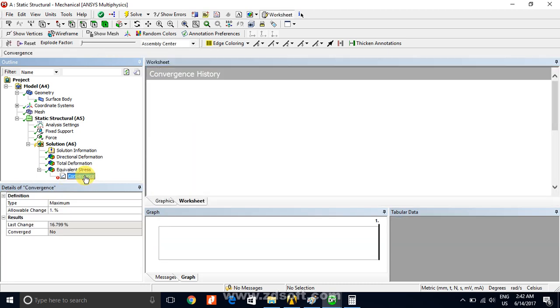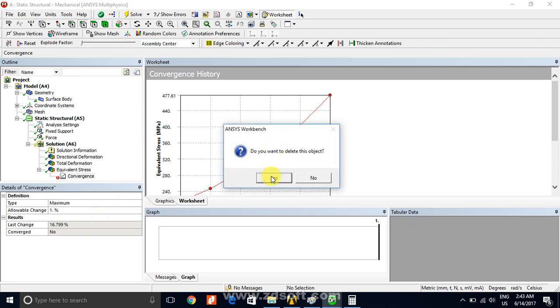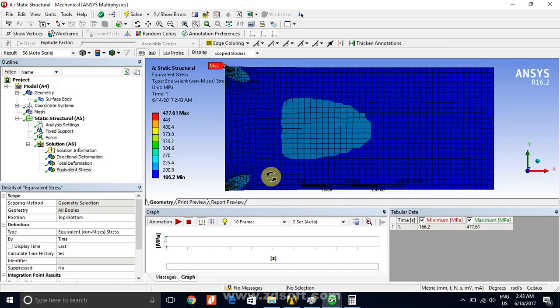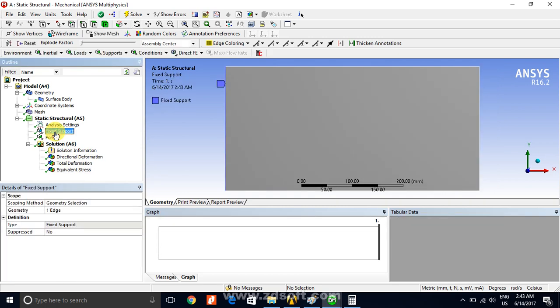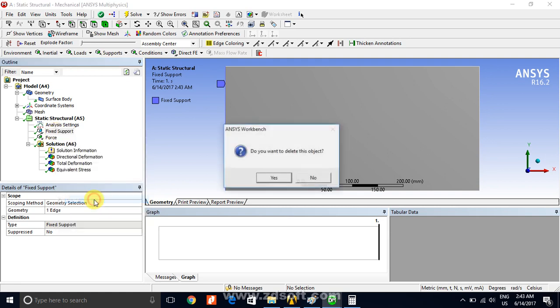So we have to apply the correct boundary condition. How do we do that? First, don't apply this fixed support.